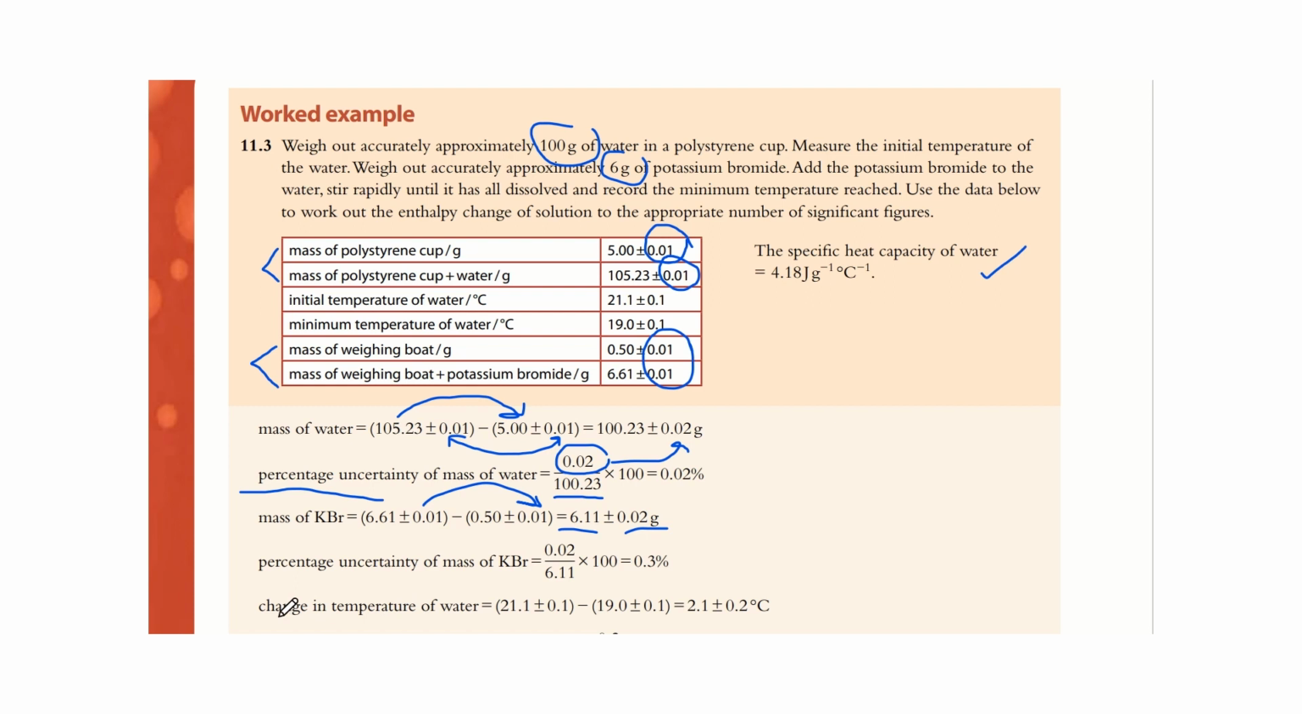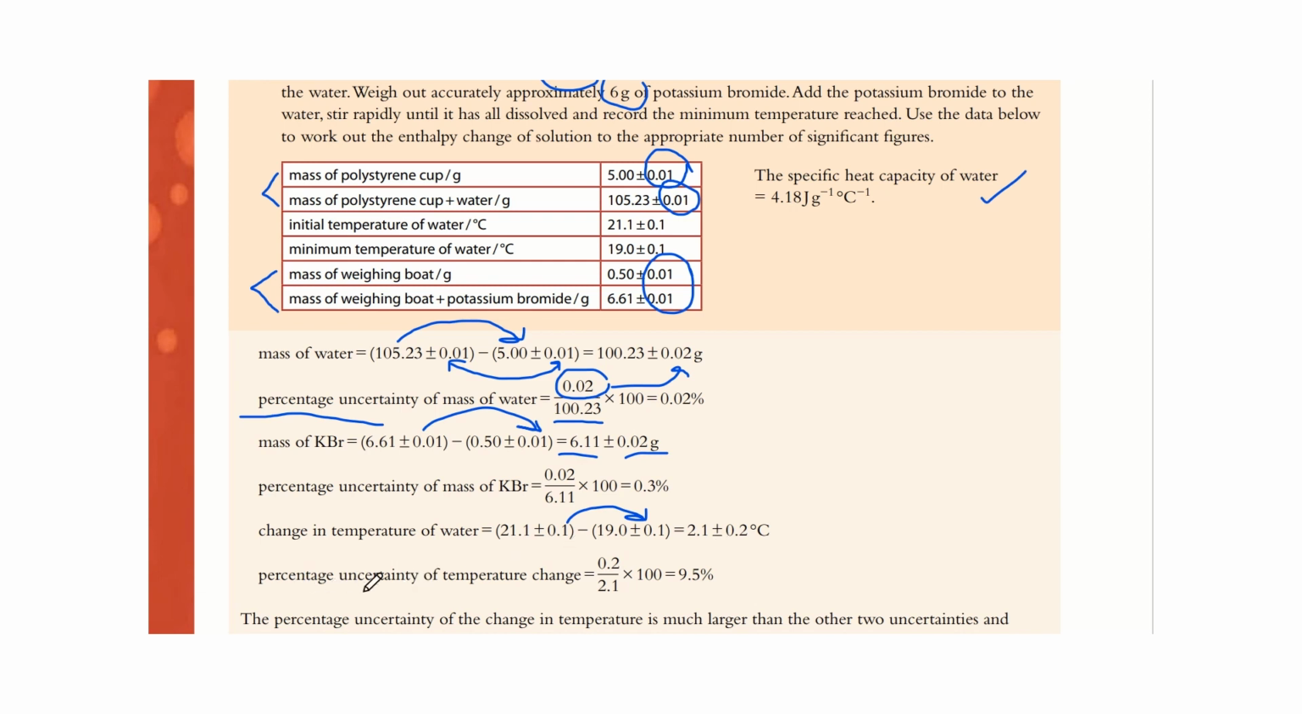So now I've got the percentage uncertainty of the water and the percentage uncertainty of the KBr. To calculate the change in temperature of water, again, it's the same thing. You subtract the lower value from the bigger value, okay? Because here it does say initial, and usually to calculate the delta T, we do the final temperature minus the initial temperature. But here, because we want to get a positive value, we start off with the initial, because what happened is the temperature actually dropped. So then you have 21.1 minus 19, which gives you 2.1. And again, because I use the same instrument twice, you can see that here it's plus or minus 0.2 degrees Celsius. So again, you can calculate the percentage uncertainty of the temperature change, which is that value divided by that value, which gives you 9.5%.